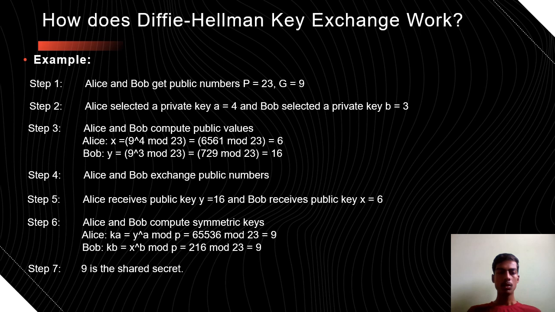Alice and Bob exchange the public numbers. In step 5, Alice receives the public key y equal to 16 and Bob receives the public key x equal to 6. In step 6, Alice and Bob compute the symmetric keys: Alice uses the formula y power a mod P and gets 9, and Bob uses the formula x power b mod P and also gets 9. Now both Alice and Bob have the same secret key, which can be used to decrypt the messages.